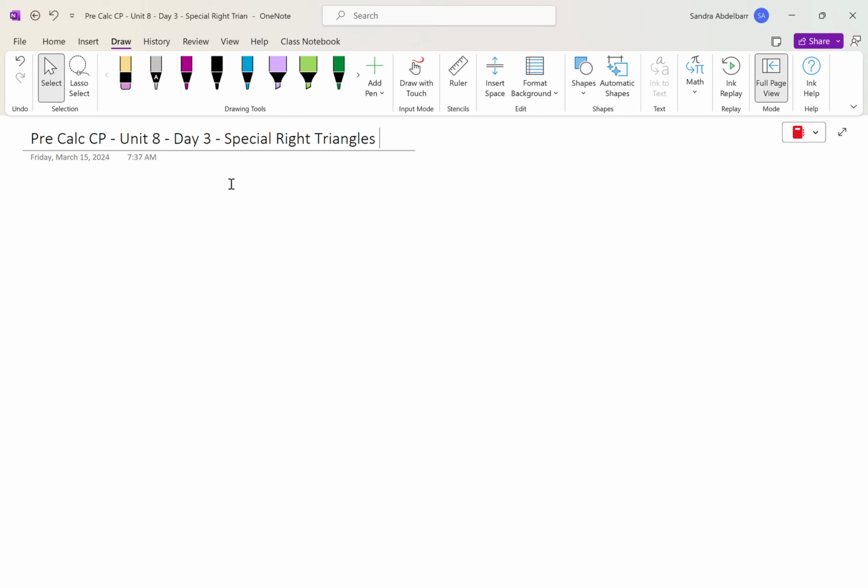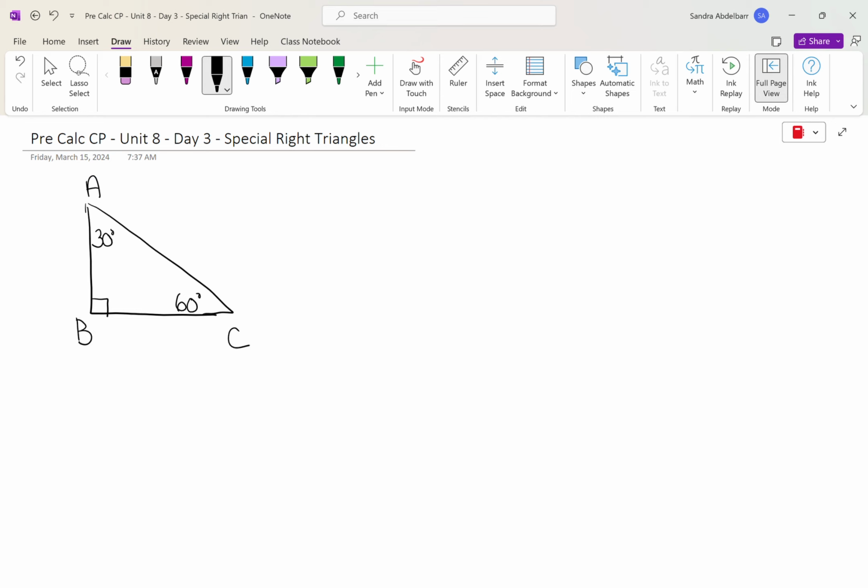Okay. So there were two special kinds of triangles, if you remember back to geometry. I know it's been a while. The first triangle was a 30, 60, 90. It doesn't matter which acute angle you label as 30 and which one you label as 60. So in this triangle ABC, I have A as 30, B as the 90-degree angle, C as 60.